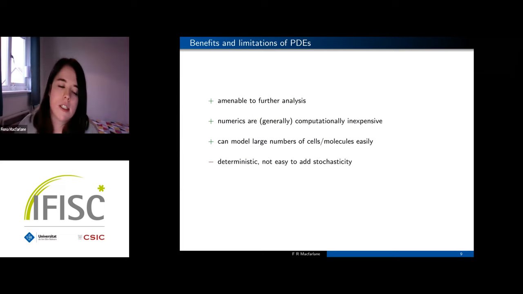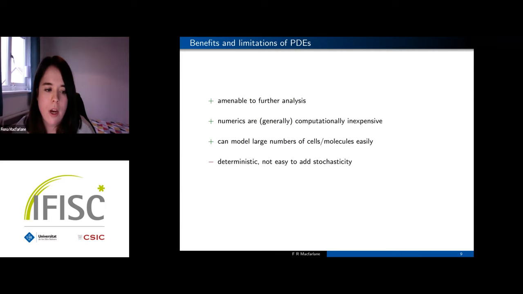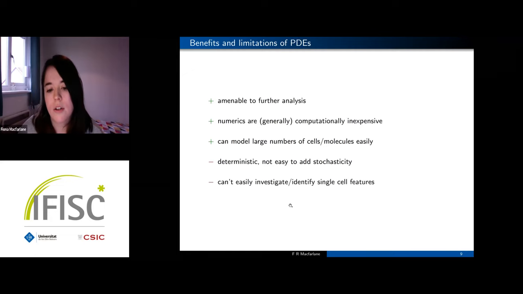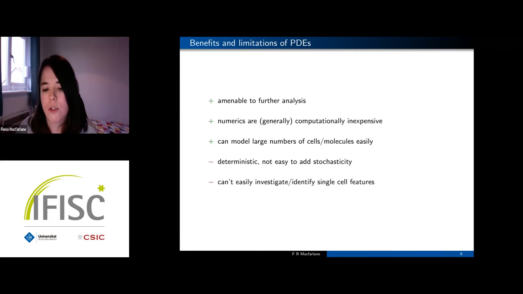However, some of the limitations of these models is that they're deterministic generally, so it's not easy to add that randomness that we might be looking for into these models. We also can't look at single cell features because we're generally looking at the whole population or a subset of the population rather than each individual cell.